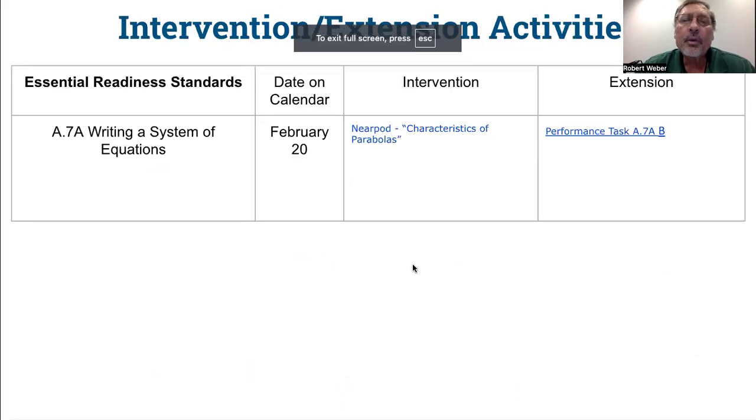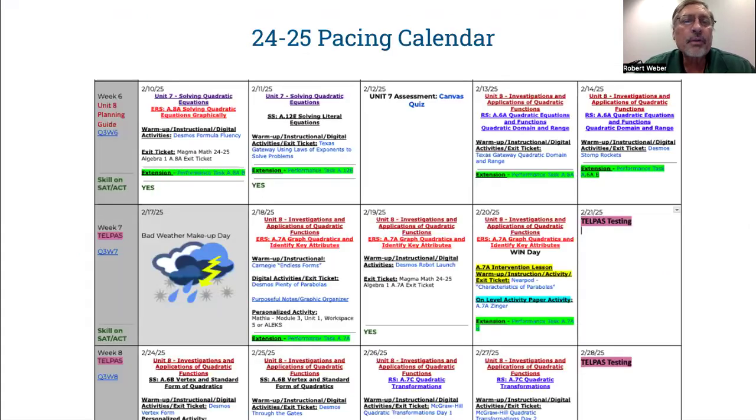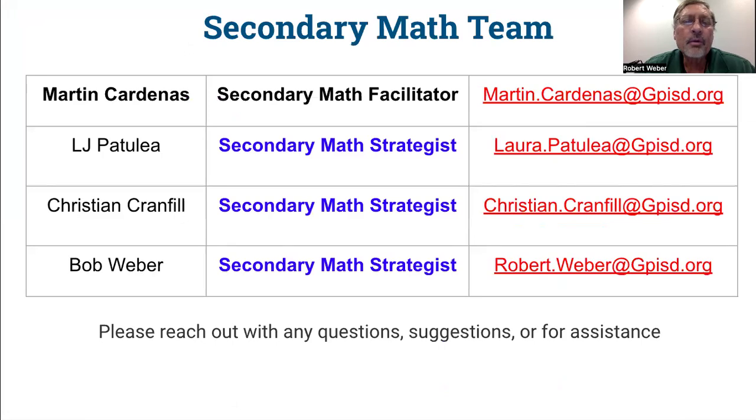Intervention, because there is a win day. We do have intervention with the Nearpod, the characteristics of parabolas. We also have the performance task as part of the enrichment. This is a major part of February that we're going to encompass, clear up until the first week of March or a little beyond. So this is a big unit. And of course, we are here.